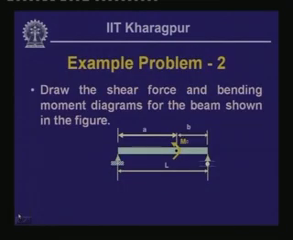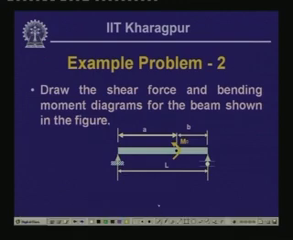Well, now let us look into another example where we have a concentrated moment. Now, we will have to draw the shear force and the bending moment diagram for this particular beam, where we have a concentrated moment which is at a distance of a from the left end A, and this is B, and from this point up to the point B it is b. The span or the length of the beam is equal to L.